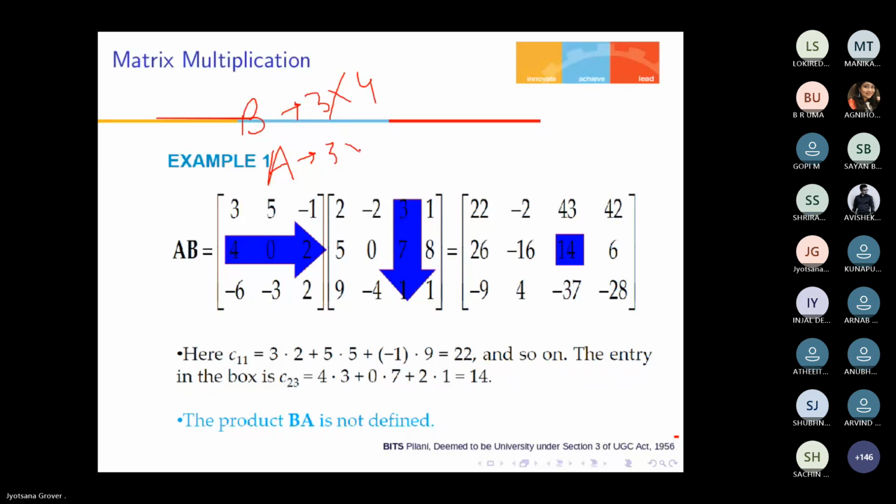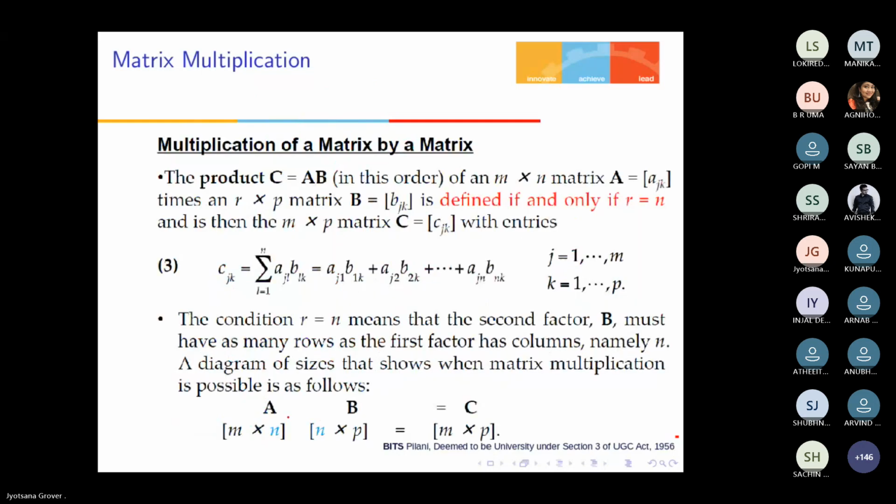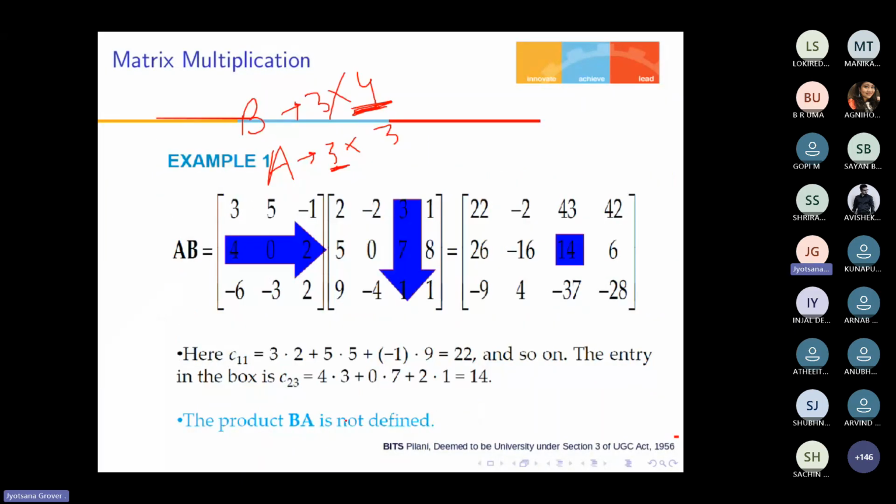Now see, BA, why is it not defined? Because here the number of columns of B is not the same as the number of rows of A. I told you when matrix multiplication is compatible. A and B multiplication is compatible because the number of columns of A is the same as the number of rows of B. Is it okay? That's the reason BA is not defined.